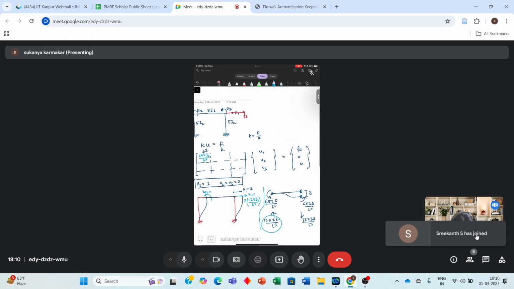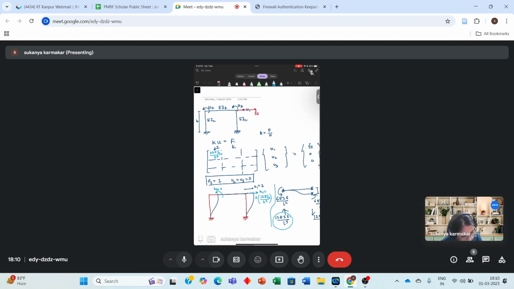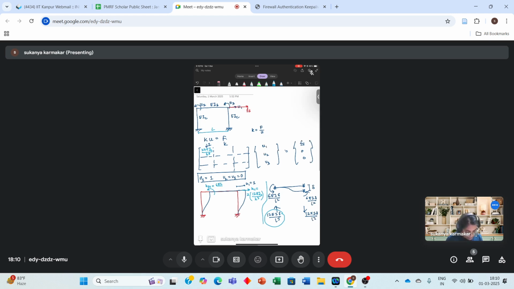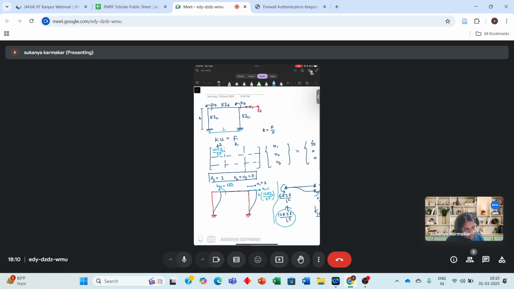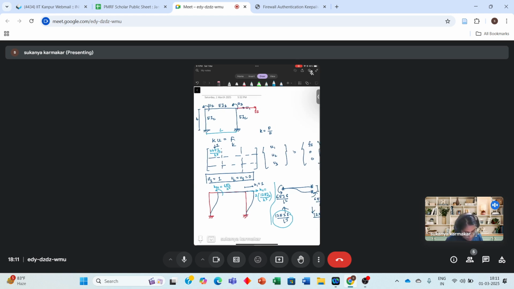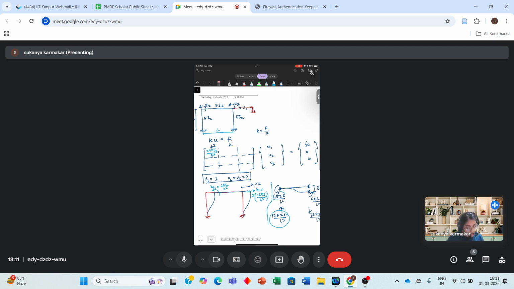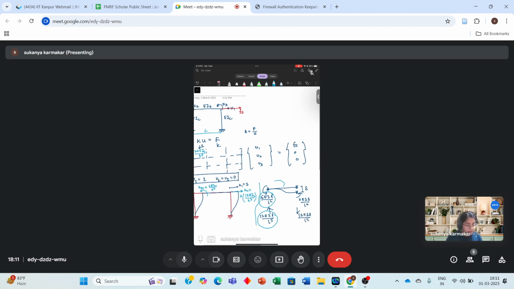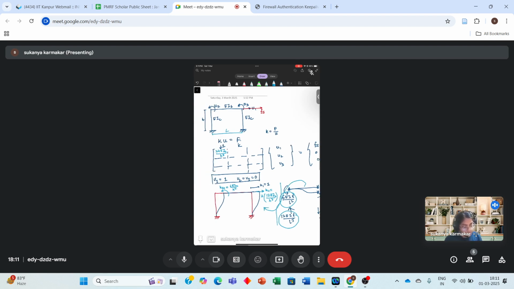So this length is L. Length of the beam is L. So it will be 6EI by the height of the beam is h, so h square, and this will again be EIc because this moment is coming into picture. If you compare this beam to this column, you will get the results.